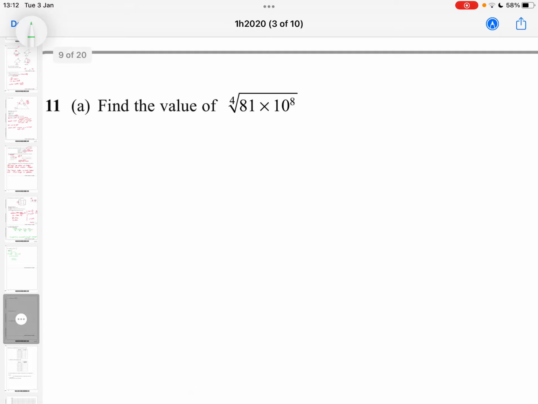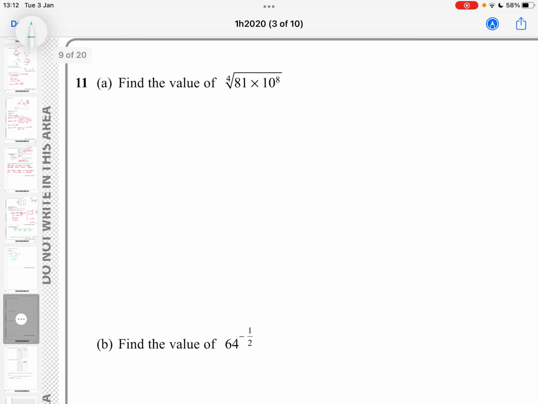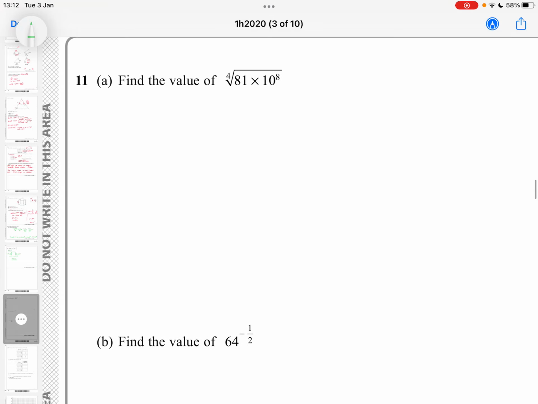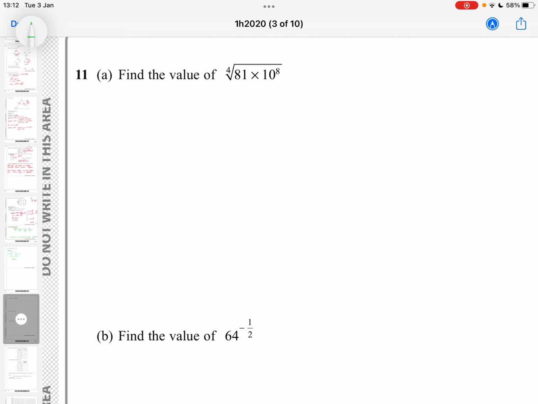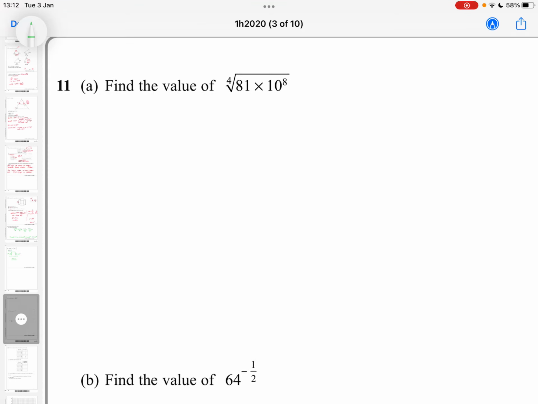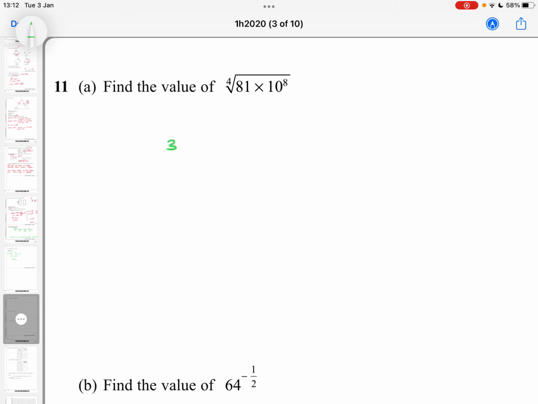Right, okay then, so the next question we're going to have a look at is some indices rules. So the first one, it's saying the 4th root of 81 times by 10 to the 8. So the best thing to probably do here is split it up. So say, okay, I'm going to do the 4th root of 81, and I'm going to times that by the 4th root of 10 to the 8.